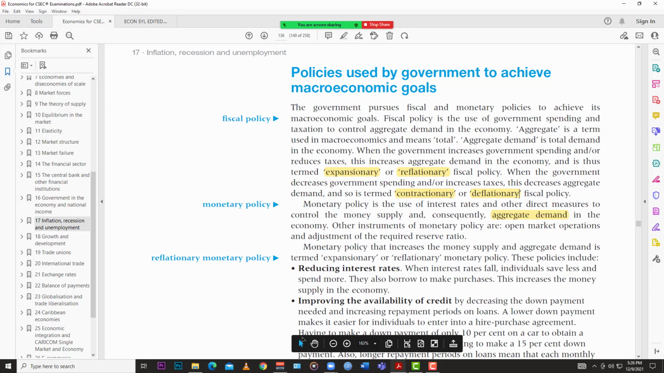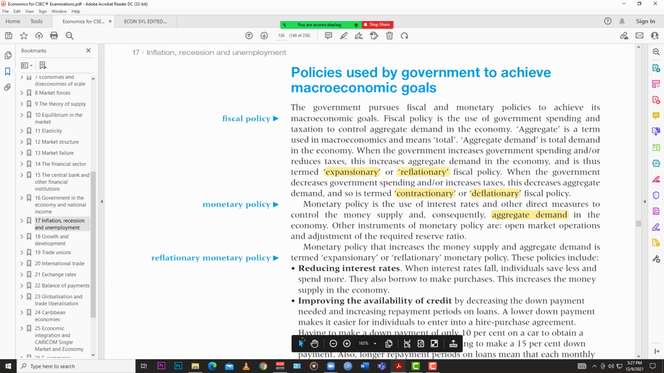So what we're saying here is that let's say the country is in a position where demand is very low for goods and services. If demand is low, this can lead to an economic downturn, a recession. That's not a good thing for an economy. So if demand is low, then the government can use fiscal policy to try to increase demand. How can they do this? They can use either government spending or taxation to increase aggregate demand.